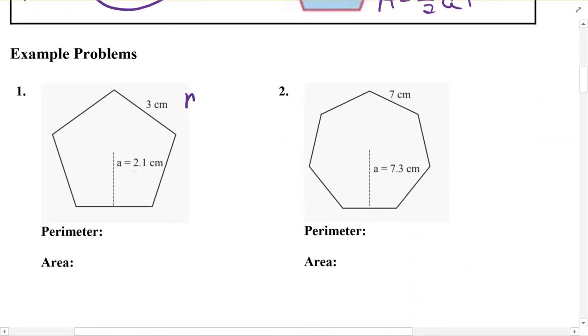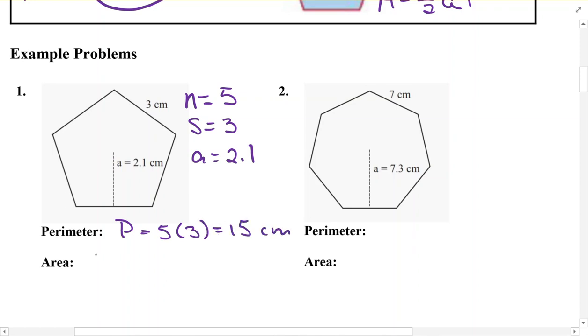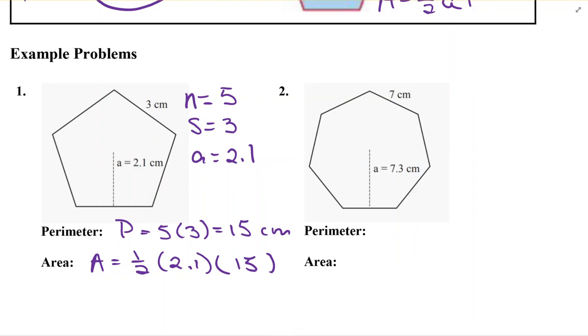So in this first picture, we have the number of sides is 1, 2, 3, 4, 5. The length of the side is 3, and the apothem is 2.1. So the perimeter would be 5 times 3, which equals 15 centimeters. And the area would be 1/2 times the apothem times the perimeter. That would give us 15.75 centimeters squared.